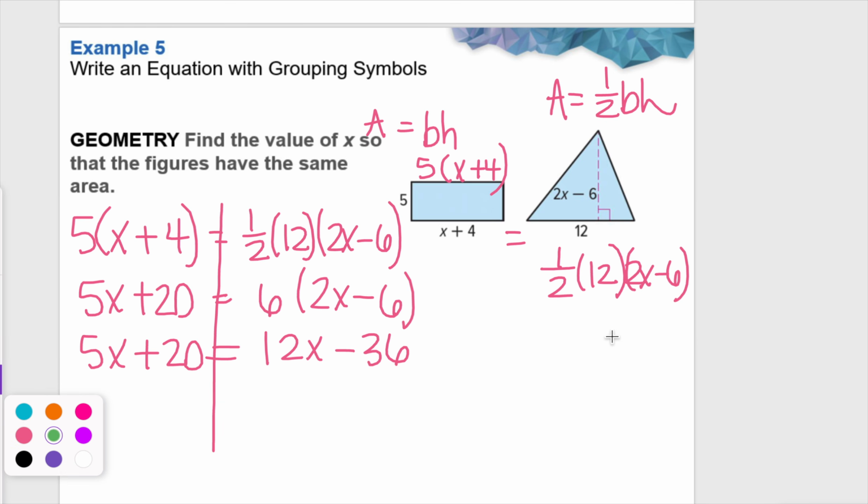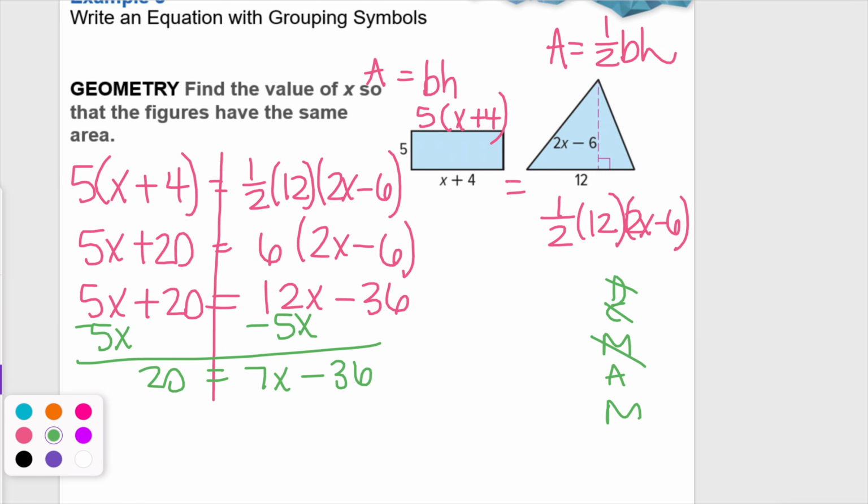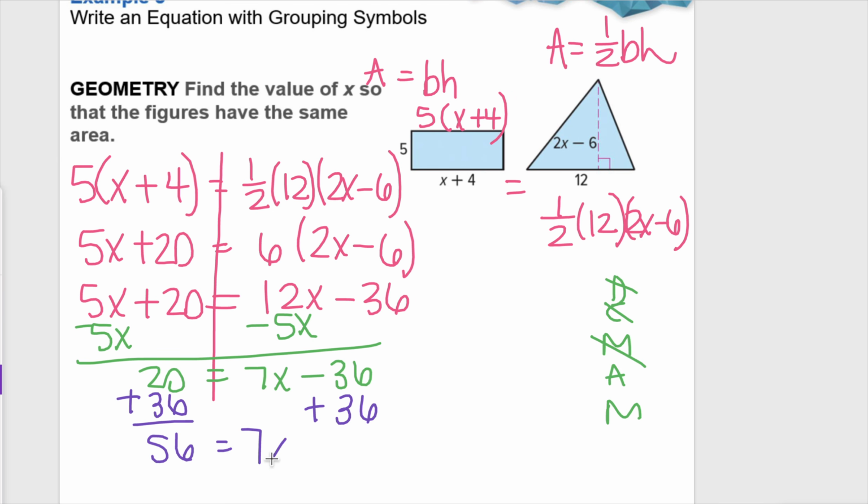Now I'm ready for combining like terms, we kind of did that there. Let's move some variables. I'm going to move the 5x since it's smaller. I'm going to get 20 equals 7x minus 36. And then add or subtract. We're going to add that 36 to both sides. 36 added to 20 will give me 56 equaling 7x. And then my final step would be to divide by 7 so that 8 is equal to my x.